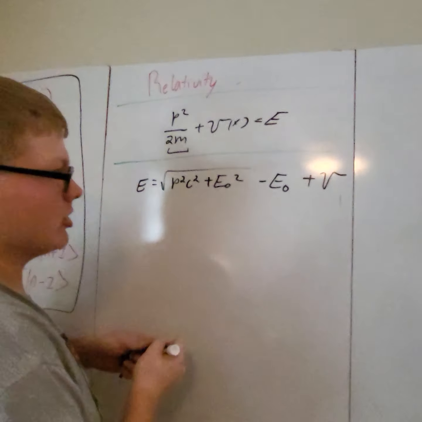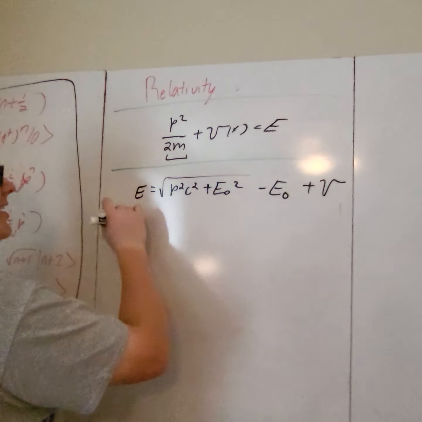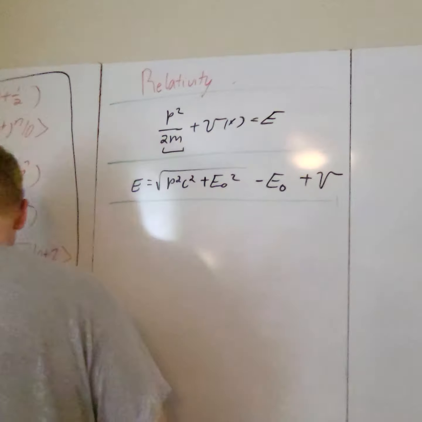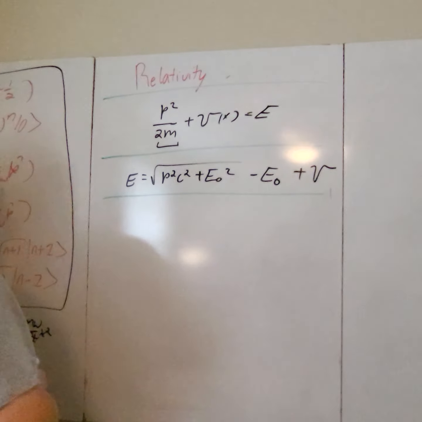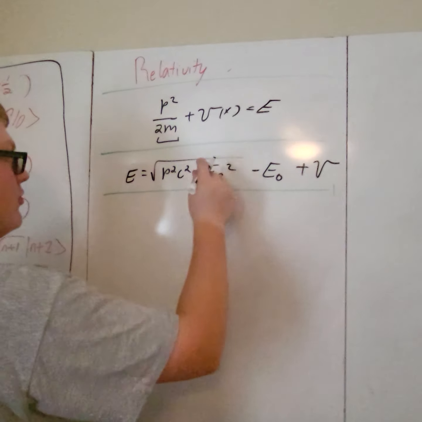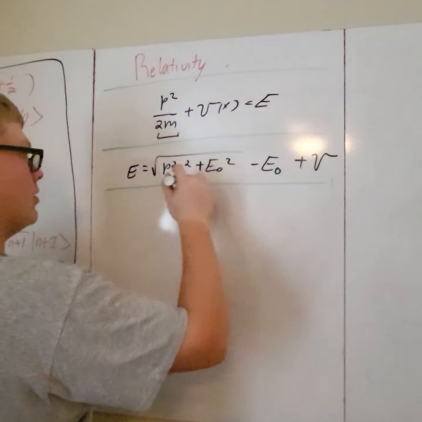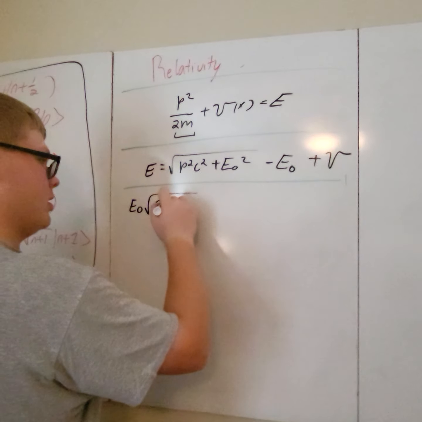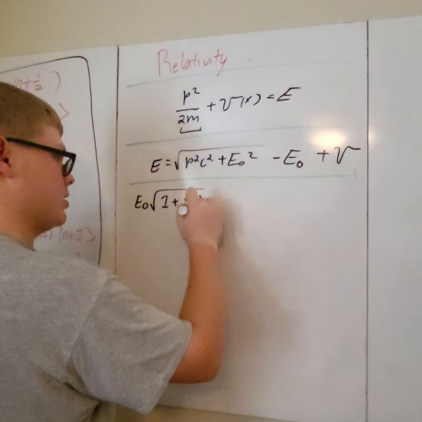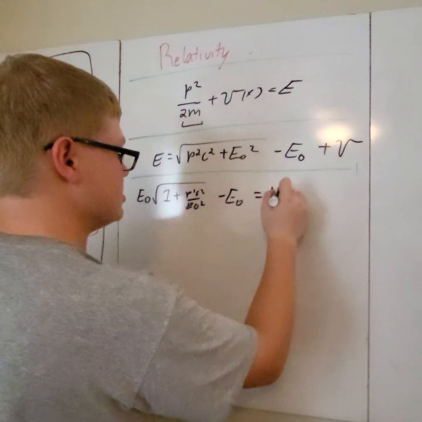I said that kind of weird, but those who know what I'm talking about know what I'm talking about. Well, okay, we're going to pull out a factor of E sub 0 out of the square root. This is our kinetic energy.